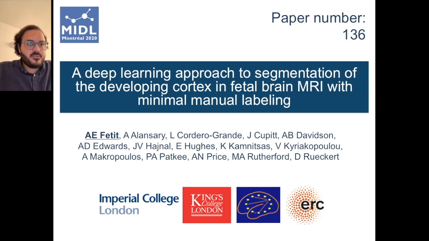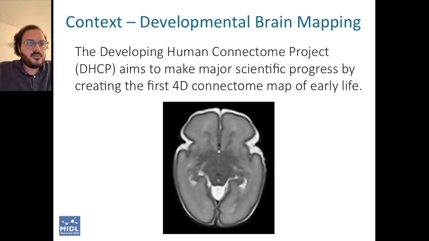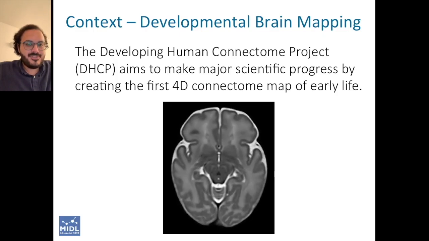The Developing Human Connectome project aims to make major scientific progress by creating the first 4D connectome map of early life, and what this paper focuses on is segmentation of the developing cortex in fetal brain MRI.